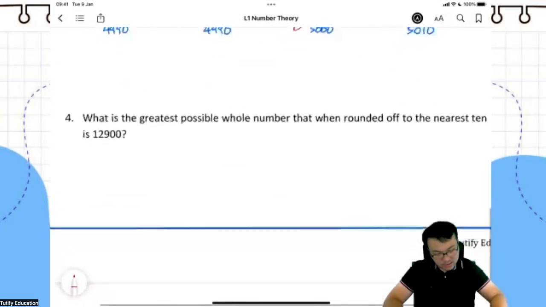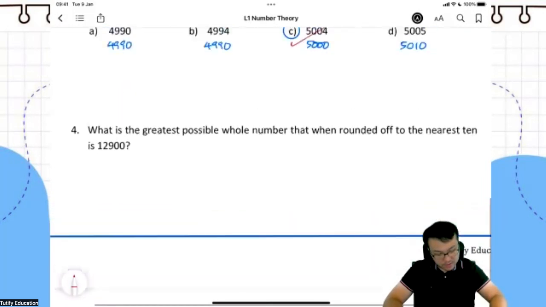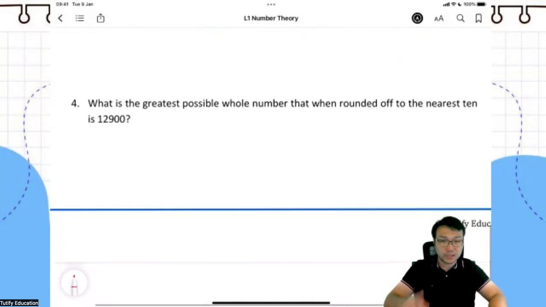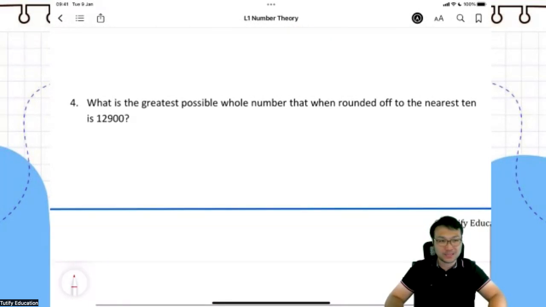Okay, students, I'll give you 1 minute. Can you all tell me what is the greatest whole number that can be rounded off to give you 12,900, rounded to the nearest 10? Give you 1 minute. Can you type your answer in the chat?